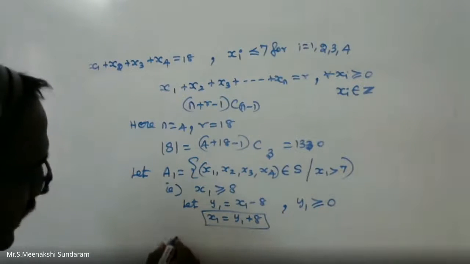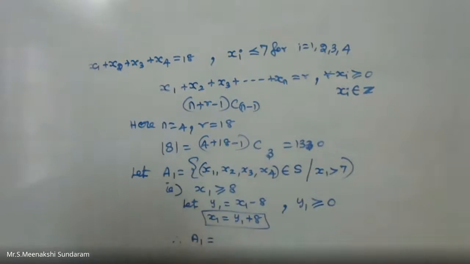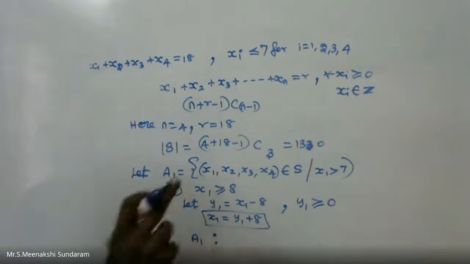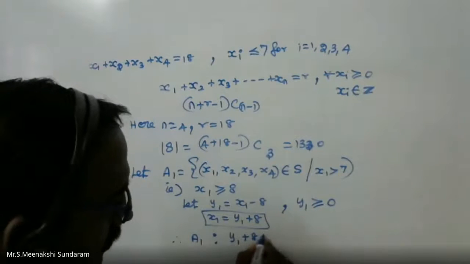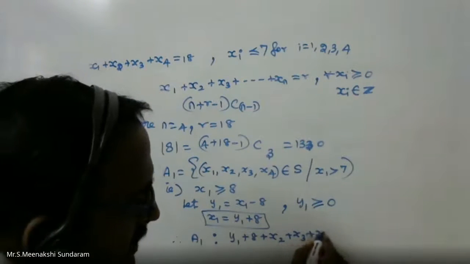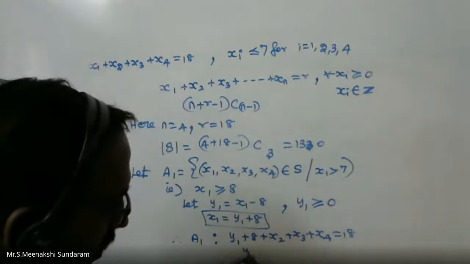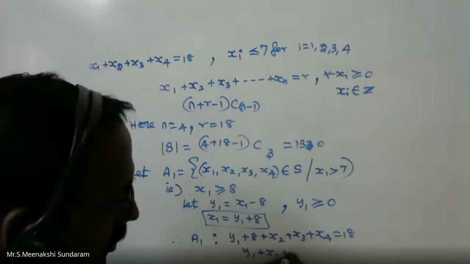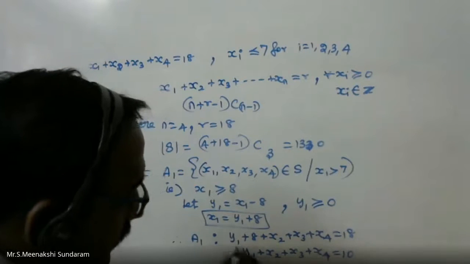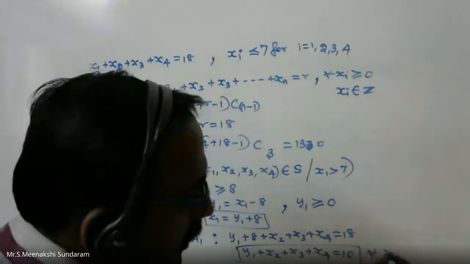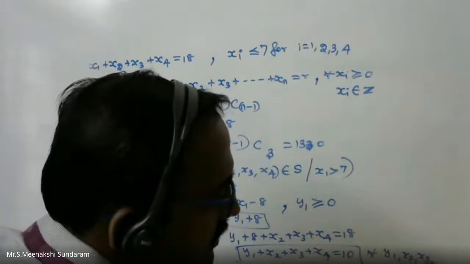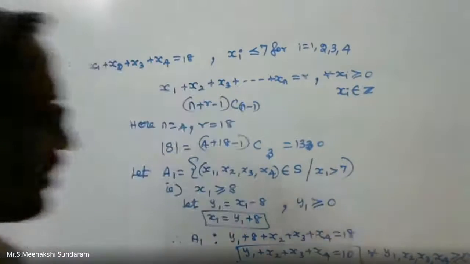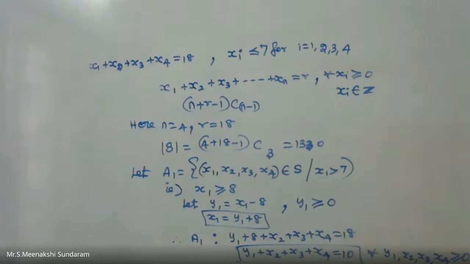Now how can we choose a1? How will the equation for the term a1 look? In place of x1 I can choose y1 plus 8. So how does this equation convert? y1 plus 8 plus x2 plus x3 plus x4 equals 18. So y1 plus x2 plus x3 plus x4 equals 10, for all y1, x2, x3, x4 greater than or equal to 0. Now it is possible. All are greater than or equal to 0.